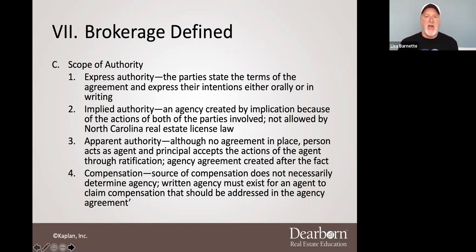Apparent authority is a complicated thing to understand. Apparent authority means something to this effect: if you're acting like someone's agent, you better be.